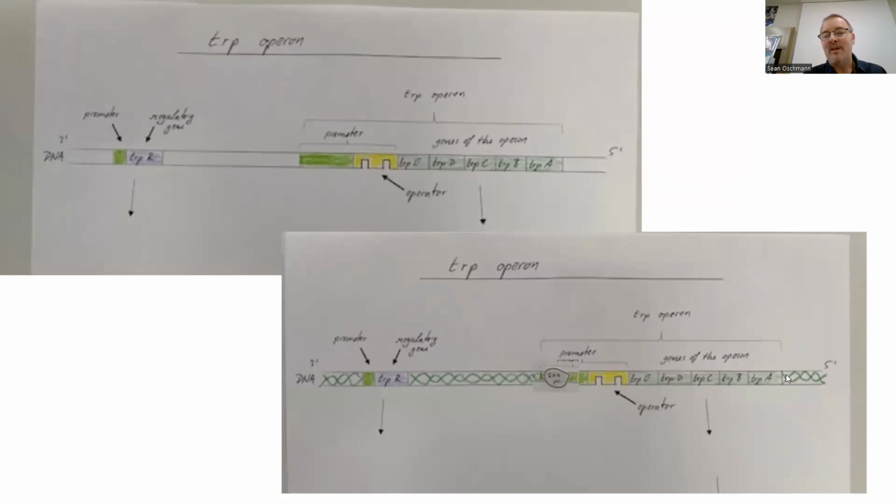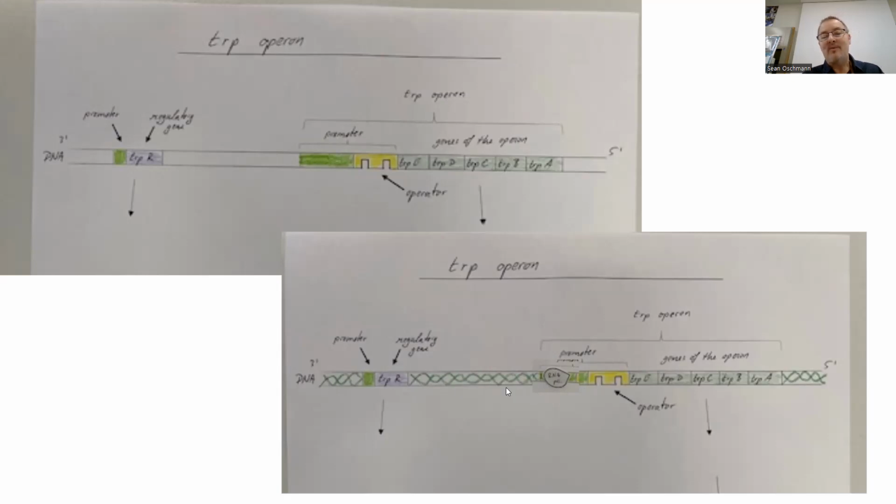So after the genes of the operon, we have just DNA, but between the regulatory gene and the operon, there's also a stretch of DNA. So they're not right next to each other. And then, of course, on the left side of the regulatory gene is also more DNA.